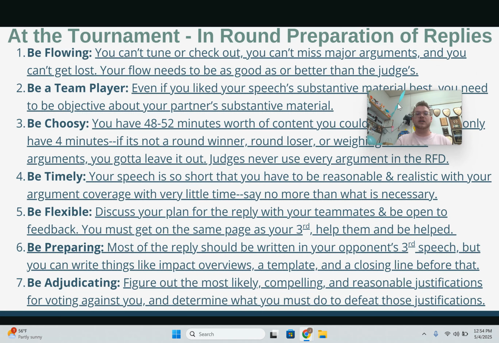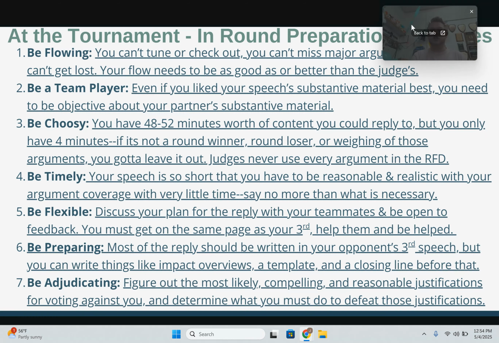You also need to be a team player. Even if you liked your speech's substantive material or refutation best, you need to be objective about your partner's substantive material. Was it stronger, or was it handled worse by your opponents than your material was? If so, you need to make sure that you're prioritizing theirs, or at least giving equal weight. You need to be choosy.